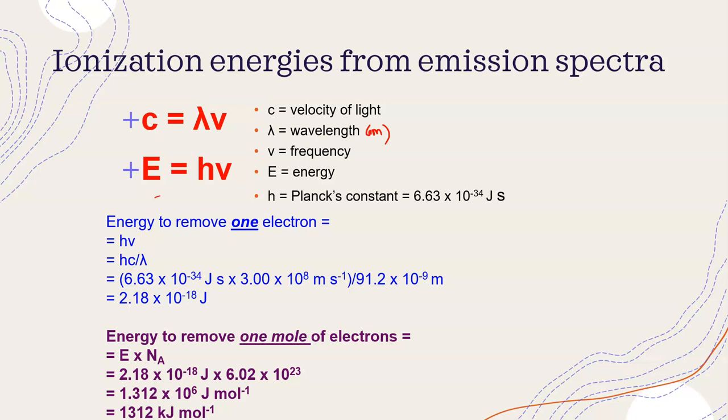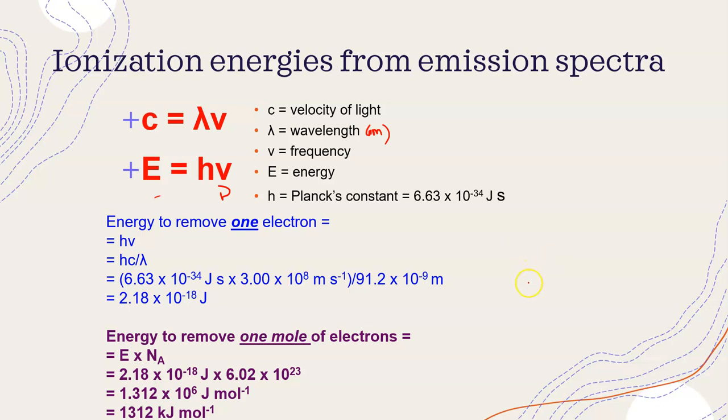The other equation, linking energy to the light, is that energy is equal to Planck's constant, given by h, multiplied by ν, which is the frequency. It's actually nu. So we can calculate the energy to remove one electron from the scenario we were given before, where we were told the wavelength, 91.2.